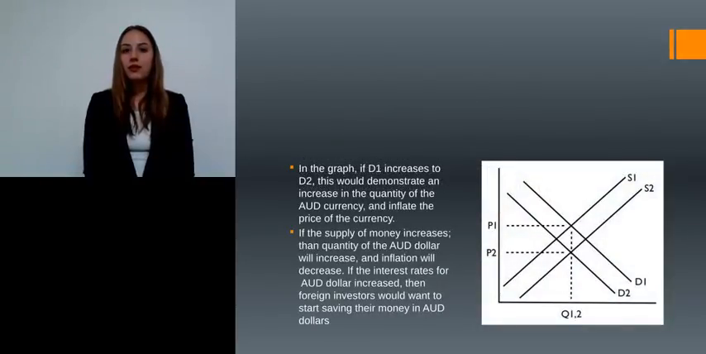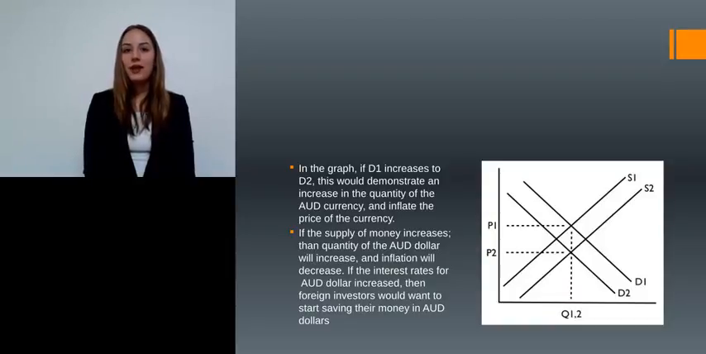Let's assume that the graph above is a representation of the currency of the Australian dollar. In the graph, if D2 increases to D1, which will demonstrate an increase in the quantity of the Australian dollar currency and inflate the price of the currency, hence, for example, if the inflation rate of the Australian dollar was higher compared to the rate of, let's say, the GBP, where the GBP currency would remain steady, hence appearing relatively cheaper compared to the Australian dollar. As a result, this would lead to an increase in demand of the GBP currency.